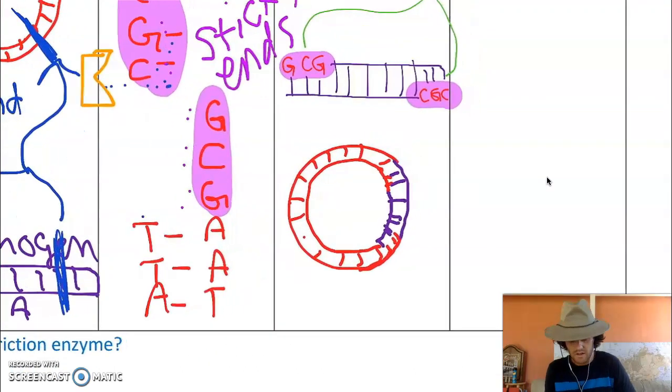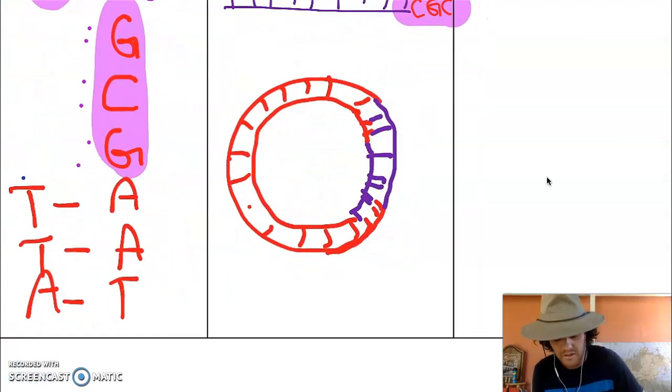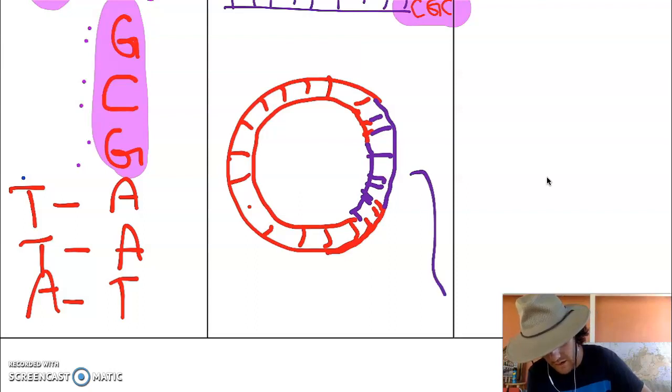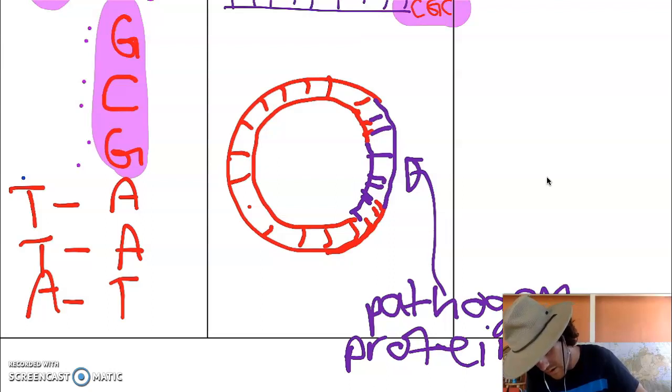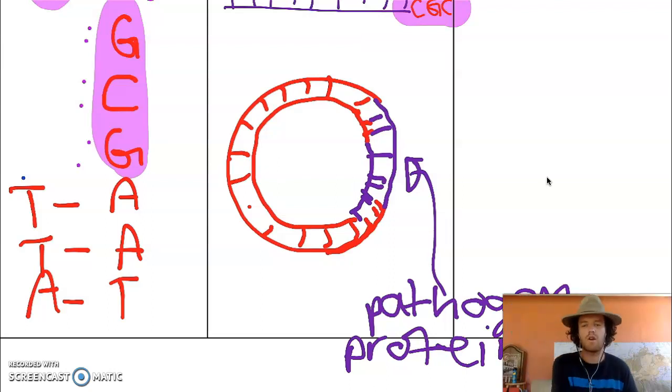Okay, so now I have a whole completed plasmid, and inside of this plasmid I also have a pathogen protein gene. And so now I've snuck the pathogen protein gene into my plasmid, and I can now give this plasmid to a bacteria cell.